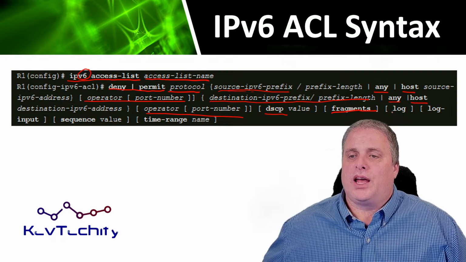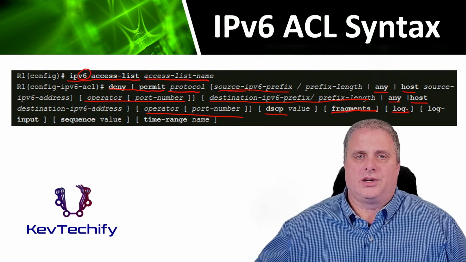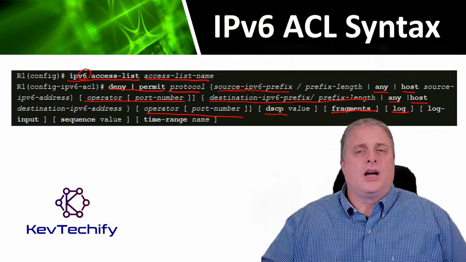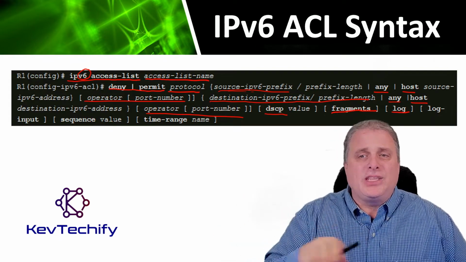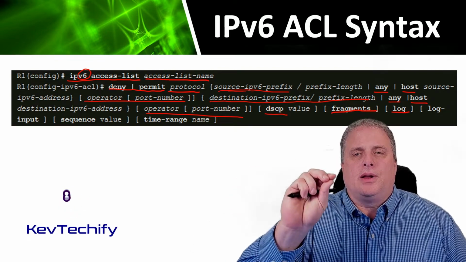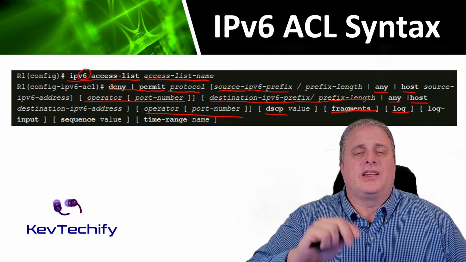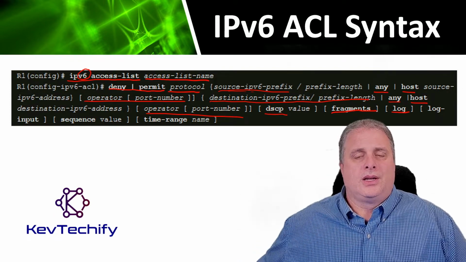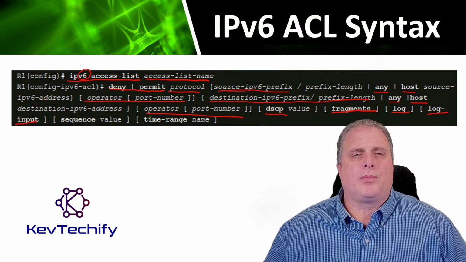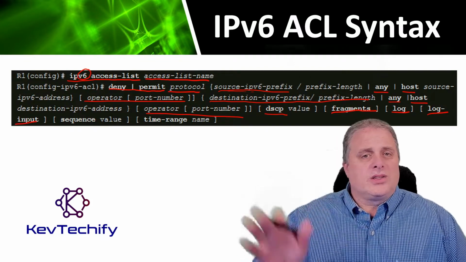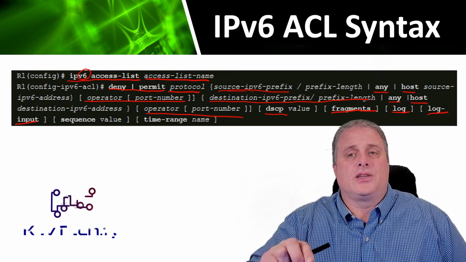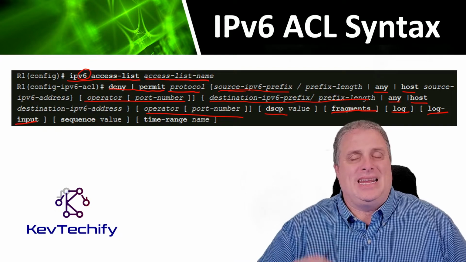After fragments, we have log, and this turns on your logging. It causes an informational logging message about the packet that matches the entry. So permit deny protocols. It creates that entry to be sent to the console. Then we have log input after that. This is also optional. It provides the same function as the log keyword, except that the logging message also includes the input interface.